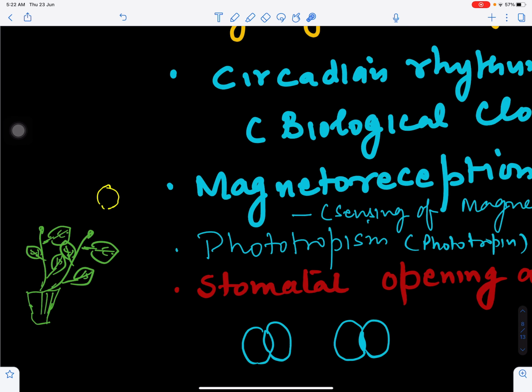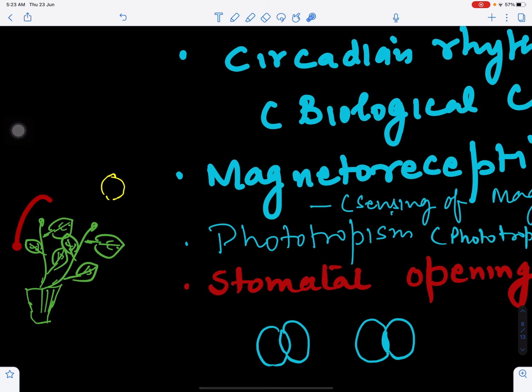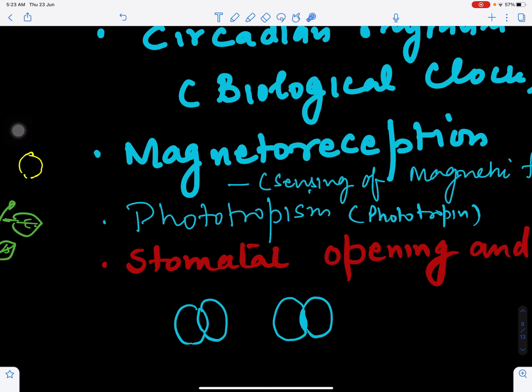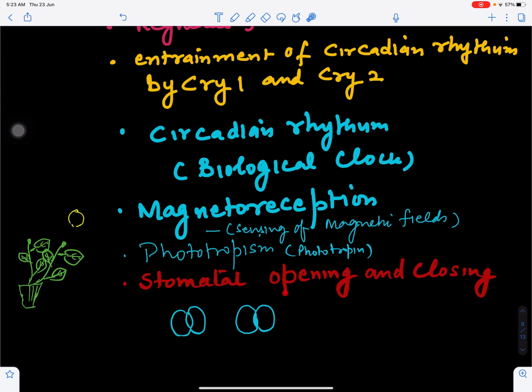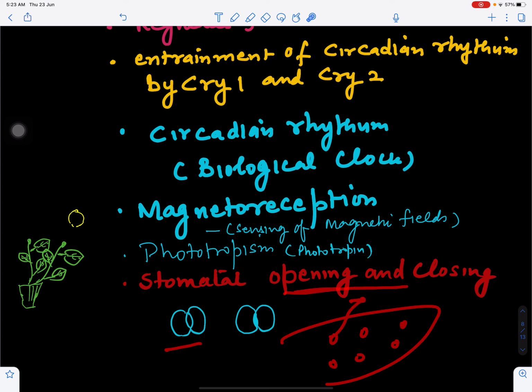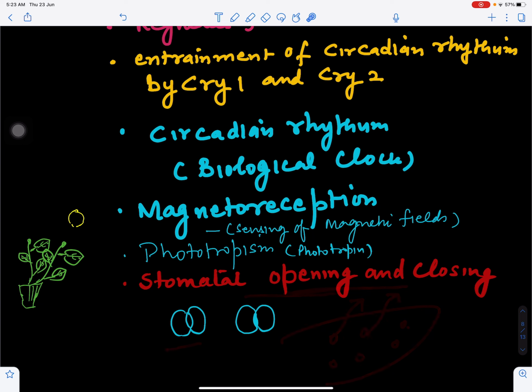Then phototropism also. Phototropism is, this is the plant, and this is the sunlight supposing, and the plant is bending towards sunlight. This is called phototropism, but now it is discovered that phototropism is controlled by a pigment called phototropin. Blue light also controls opening and closing of the stomata. Usually this induces opening of the stomata. Stomata are the tiny pores in the leaves which help in transpiration, and when they open there is loss of water in the form of vapors from these pores. So when they are open, this is called stomatal opening, and when they are closed, this is called closed stomata. This opening is also induced with the help of blue light.